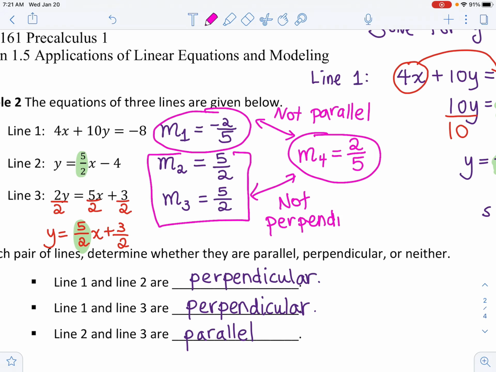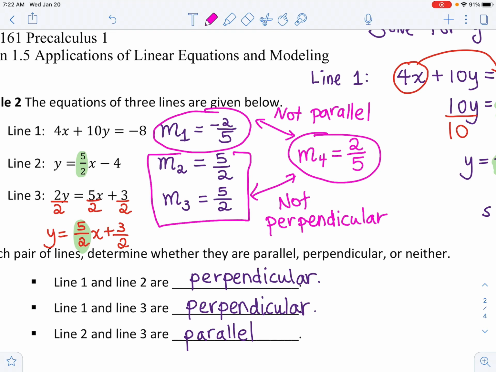I should probably erase these because if someone's just looking at the completed notes, they're going to be like, what is all this? But if you're watching this, and this is very common, because they do notice this. Like, oh, okay, 5/2. If you flip it, you get 2/5. But they're not opposite reciprocal. They're just reciprocal. They're both positive, right? So remember, it has to be one positive and one negative. So because they're both positive, they're not perpendicular. Okay? So those are the cases. If that happens, you're going to have to say they're neither.